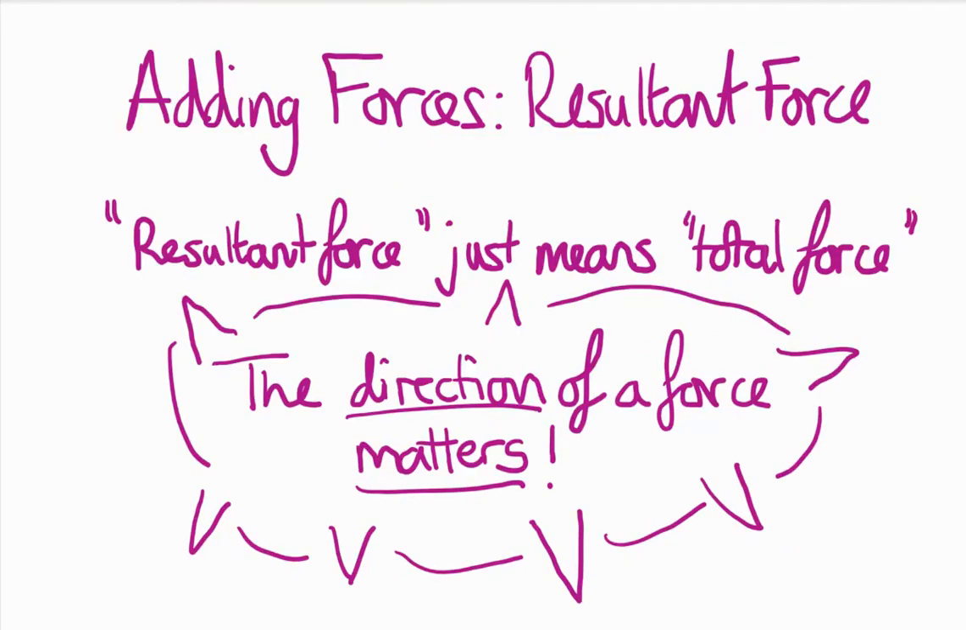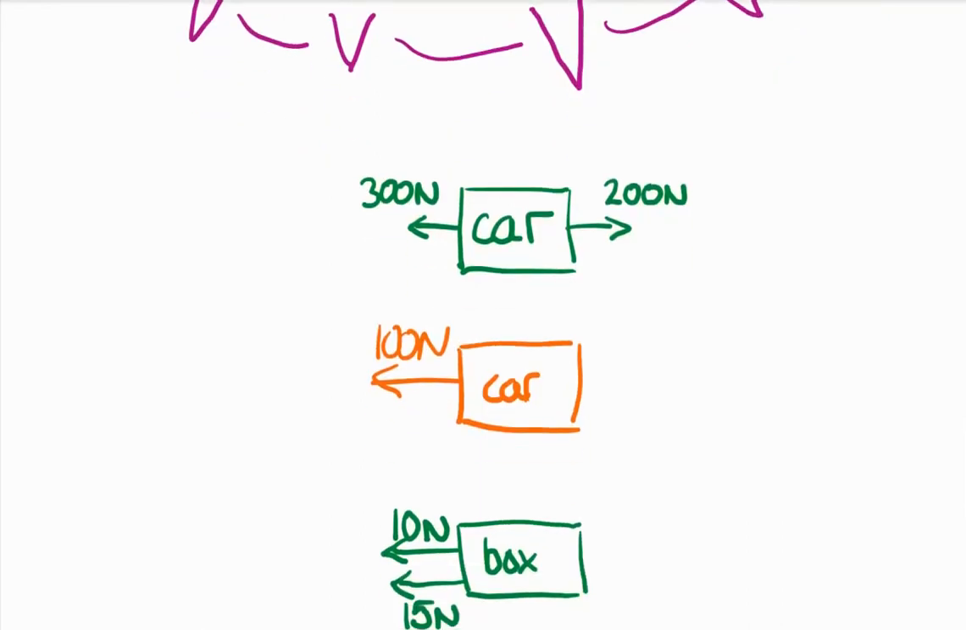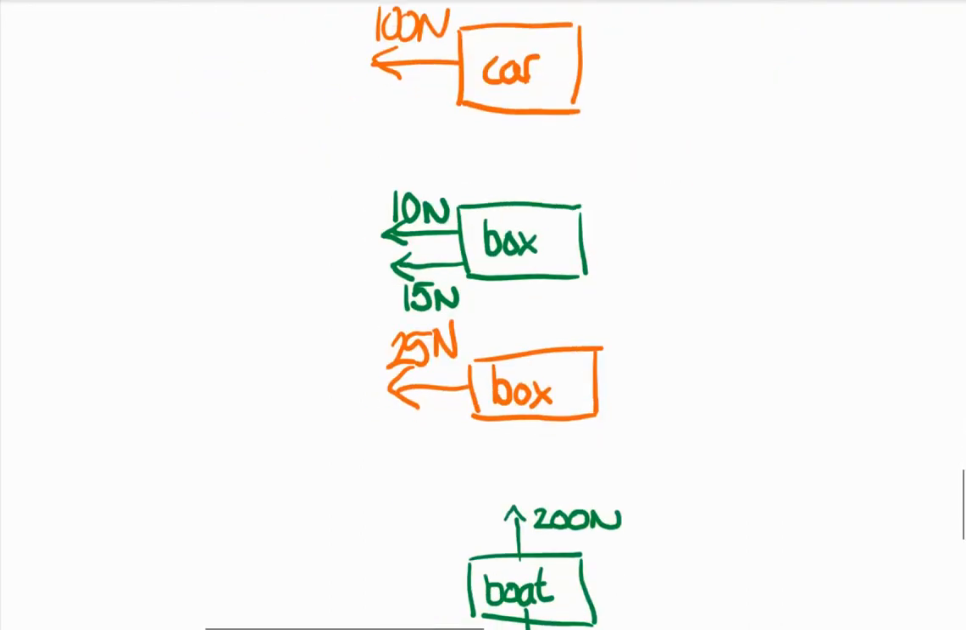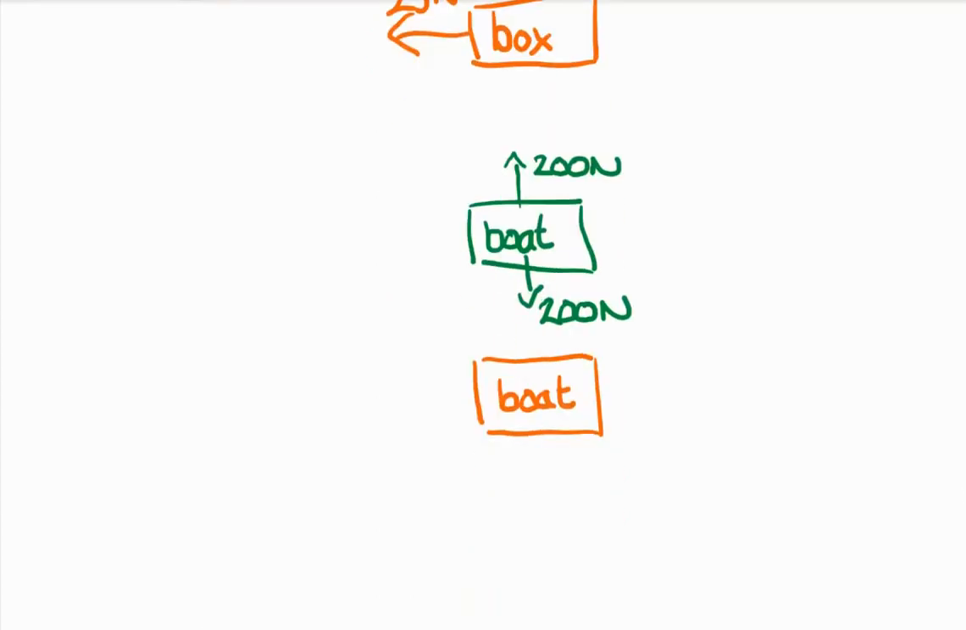We also need to be able to add forces together to find the resultant force, but crucially, the direction of the individual forces matters, and so if they're acting in opposite directions, I subtract them. If they're acting in the same direction, I add them together, and sometimes we can end up with a resultant force of 0.